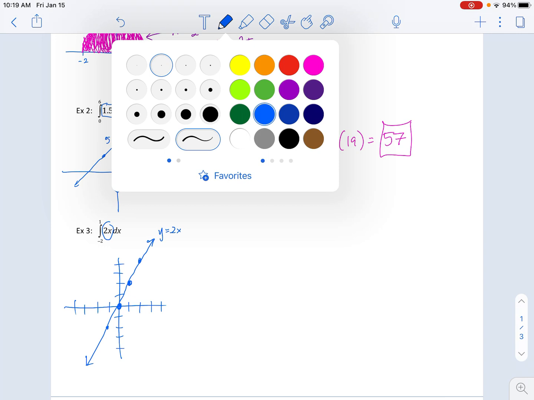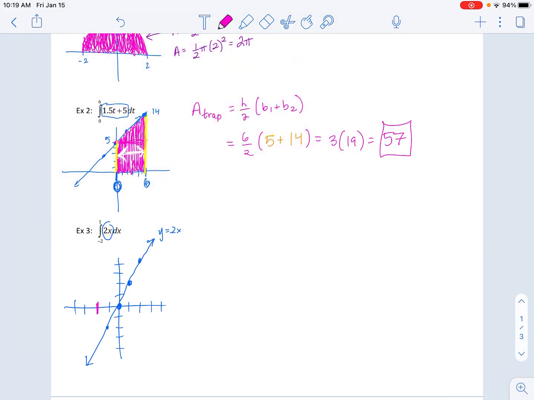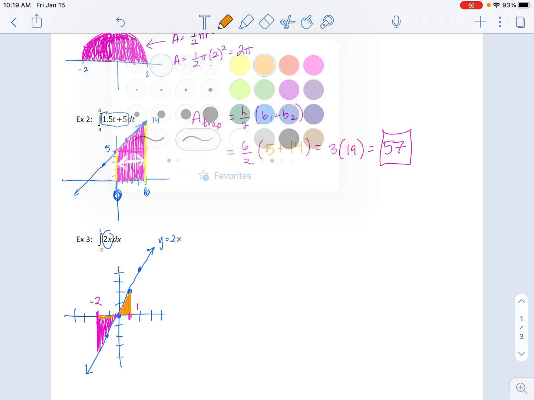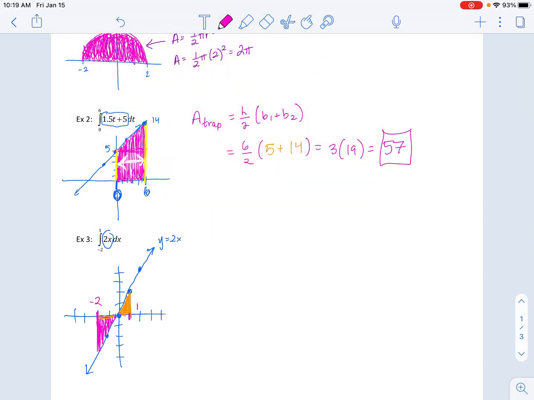Okay, and then again, we have to cordon off what x values we're talking about. So we're talking about -2 to +1. When we talk about the space between the function and the x-axis, on this side, if I drop down a vertical line, we're talking about this pink area here. And on the other side, we're talking about this tiny orange triangle here. So we have these two triangles that we're trying to add up together.